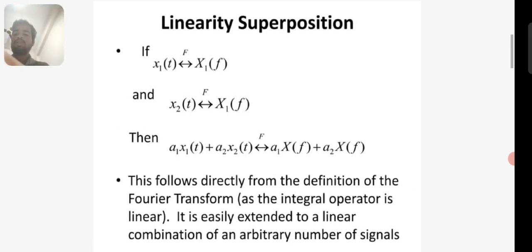Linearity, superposition. If x1 of t is equal to x1 of f and x2 of t is equal to x2 of f, then a1 x1 of t plus a2 x2 of t is equal to a1 x1 of f plus a2 x2 of f. This follows directly from the definition of the Fourier transform. The integral operator is linear. It is easily extended to a linear combination of an arbitrary number of signals.